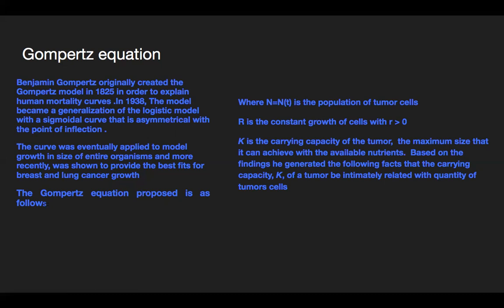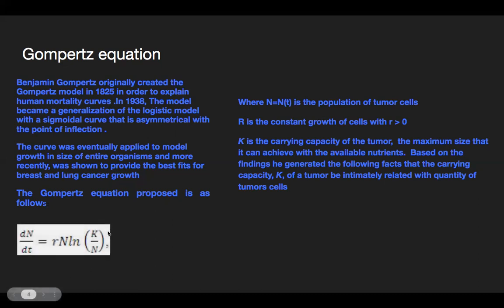The Gompertz difference equation describes the growth models, and these models can be studied on the basis of the parameters in the recursive formulation of the Gompertz law of growth. So here is shown the Gompertz equation. Here N(t) is the population of tumor cells, r is the constant growth rate of cells, where r is greater than 0, and K is the carrying capacity of the tumor.